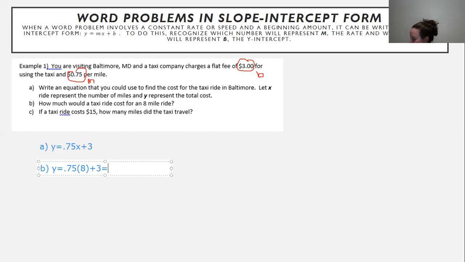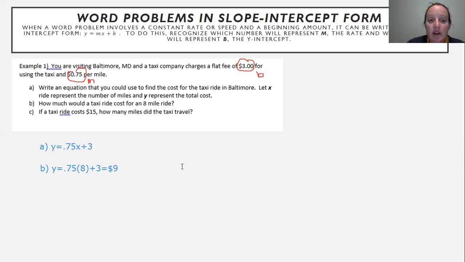With your calculators right now, see if you can figure this out. Okay. So when you take 0.75 times 8 plus 3, you get 9. 9 what? Well, $9. You have to be specific about the units. It's going to cost you $9. Okay, let's look at part C.